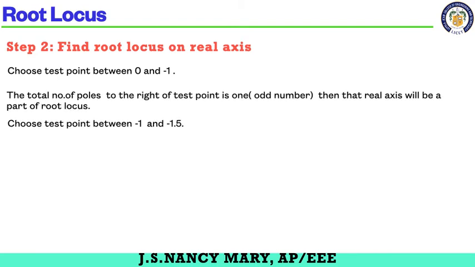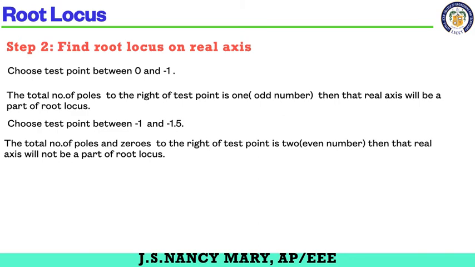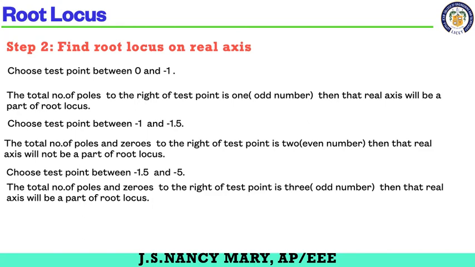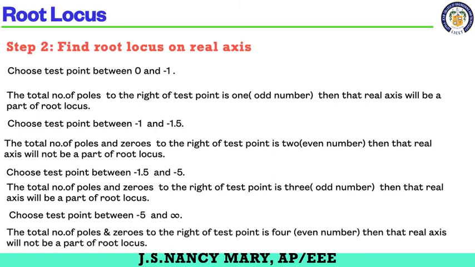Again, between -1 and -1.5, to the right of this point there are two zeros and poles, so that is not a part. Again, between -1.5 and -5, there will be 3 in number, so that is part of the root locus. Again, choose a test point between -5 and infinity, there will be 4 in number. It is just not a part of the root locus. So if you see here, the real axis in which 0 to -1 and -1.5 to -5 will be your part of the root locus.